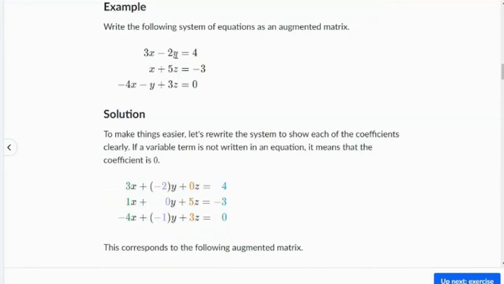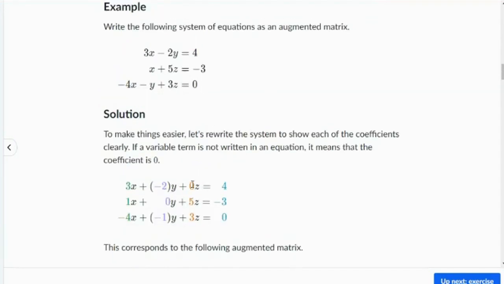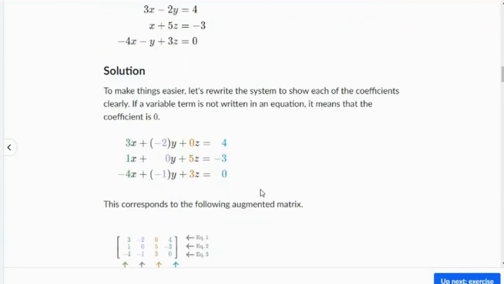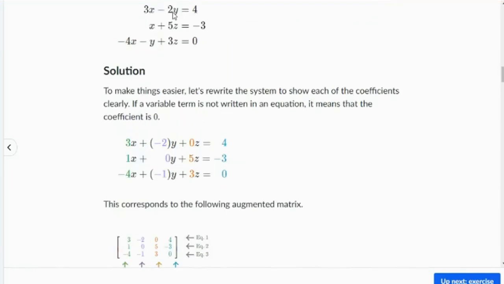This has x, y, and z. So the first thing they did is they added in the missing variables so they'd all be the same size. This is 3x minus 2y plus 0z. See, the first one didn't have a z, so before they wrote the matrix, they added the plus 0z. The second one didn't have a y term, so they added plus 0y and then wrote the matrix.